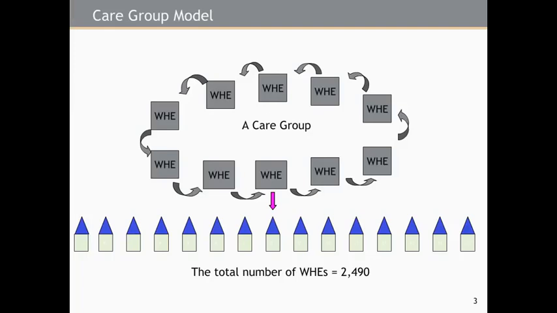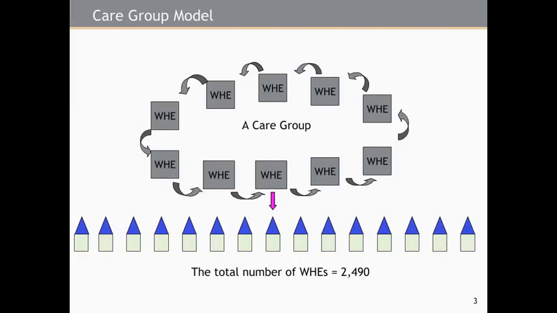Then the care group volunteer visits 10 of the households that are around her, and she shares that message with her neighbors. And so the system is set up at the beginning so that every house is included in this process, and every care group volunteer is responsible for roughly 10 or 12 households.